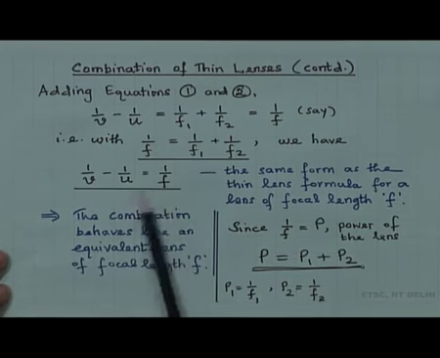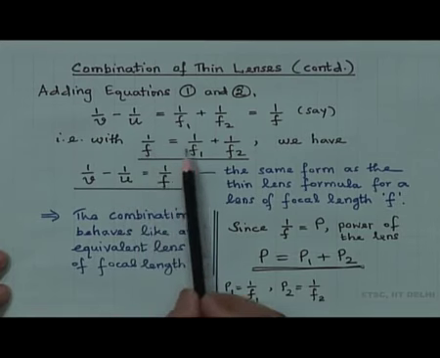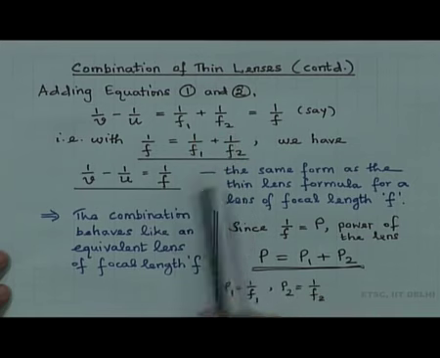So what does this mean? 1 by F is equal to 1 by F1 plus 1 by F2.